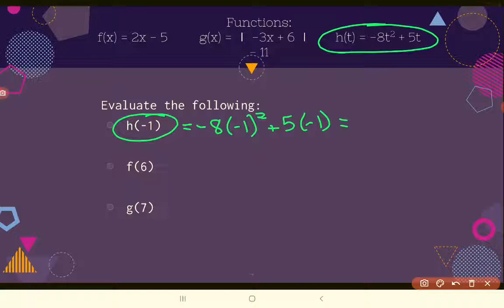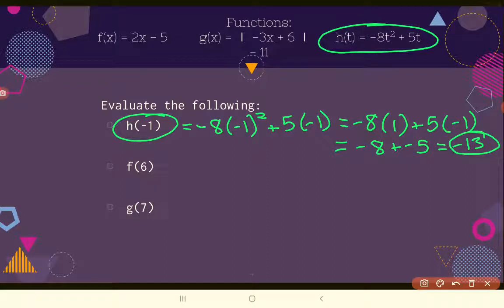The first thing I would do is deal with exponents first. So what is -1 squared? Well, that's +1. Then I would take care of my multiplication. -8 times 1 is -8, and 5 times -1 is -5. Lastly, I would say, what's -8 plus -5? That's -13. And then you're done. Okay?